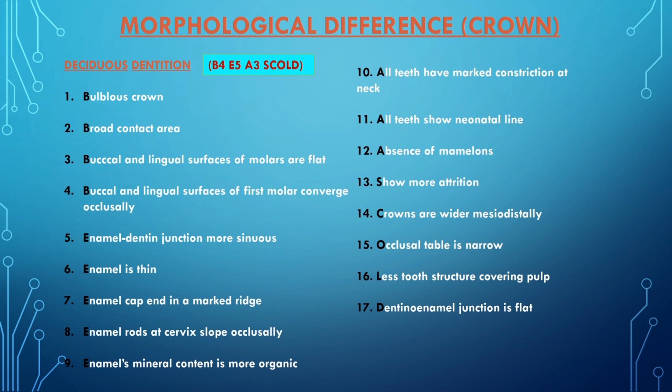of mamelons. The SCOLD, the S stands for show more attrition, crowns are wider mesiodistally, occlusal table is narrow, less tooth structure covering the pulp, dentino-enamel junction is flat.